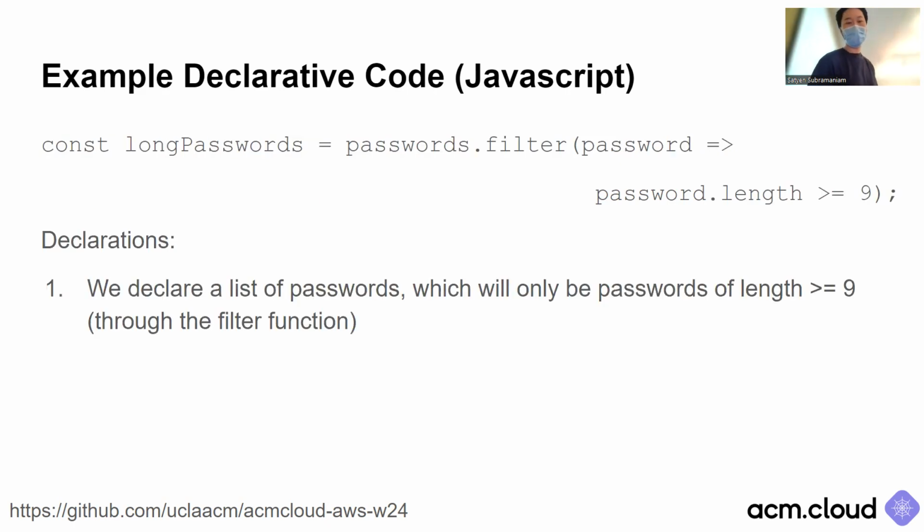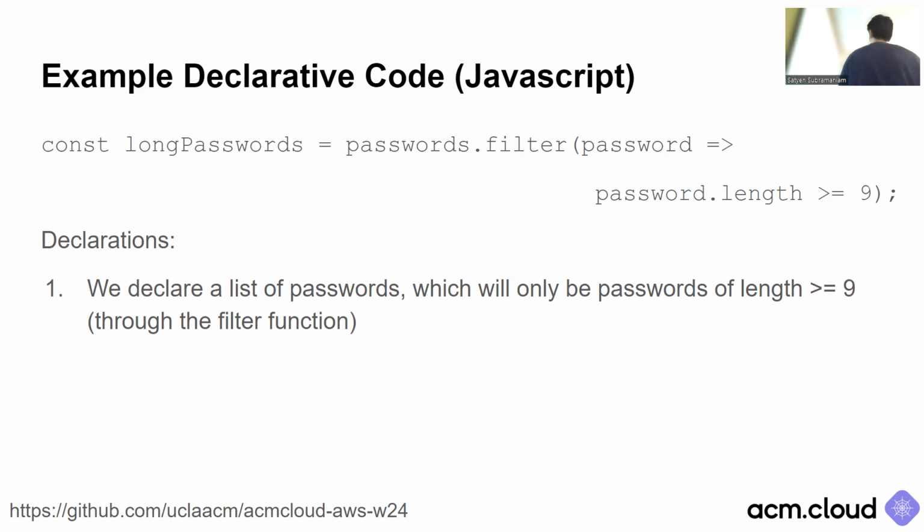So the main thing that I want to emphasize here is that we're declaring a list of passwords, which will only be passwords of length greater than or equal to 9 due to the filter function. So the difference here is that in imperative style, we had a lot of lines of code, right? We had a whole for loop, we had a whole if statement.